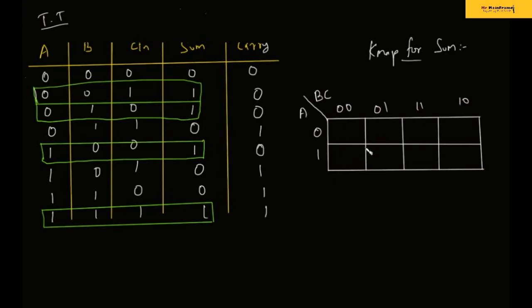If you take the first point 0 0 1, A is 0, B is 0 and C is equal to 1, so we can put 1 in the K-map. And the next point is 0 1 0. It is there in the last, we can put 1 here, and 1 0 0, and 1 1 1. We can fill up the K-map based on the truth table, and these are the possible combinations of groups we have.